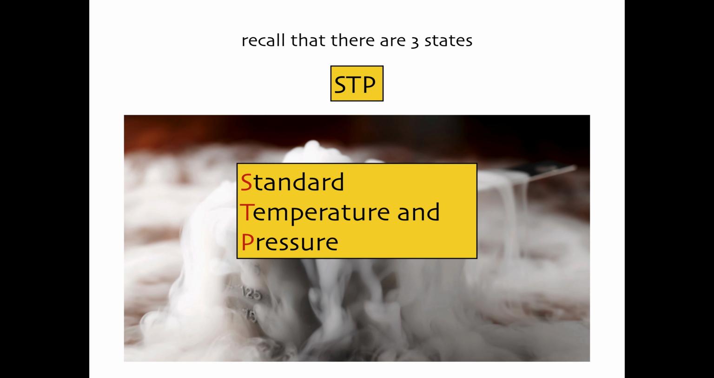So STP, again, meaning standard temperature and pressure, is what we experience at the surface of the Earth. Our standard temperature and pressure is 25 Celsius or 273 Kelvin, okay, and 1 atmosphere of pressure.